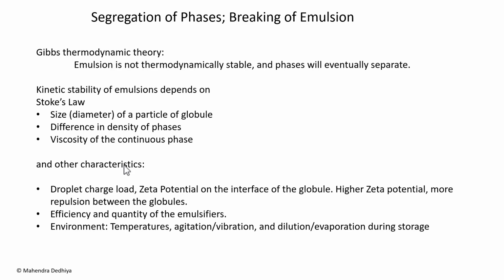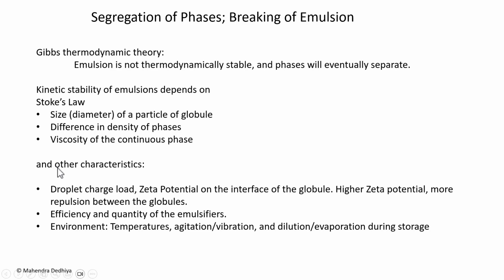Segregation of phases and breaking of emulsion. Gibbs thermodynamic theory would say that emulsion is thermodynamically not stable and it will eventually separate. When we are designing emulsions, we are looking at kinetic stability over time frame. The kinetic stability of emulsion, because they are suspended particles, Stokes' law of suspension, which was discussed in module 3, applies here also. Diameter of the globules, densities of different phases, viscosity of continuous phase, and gravitational force.